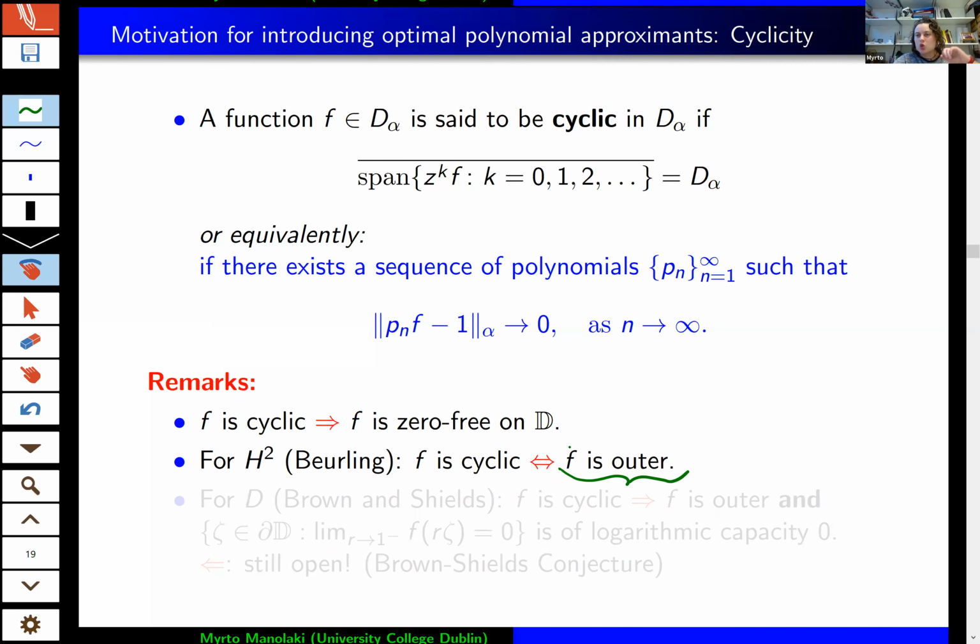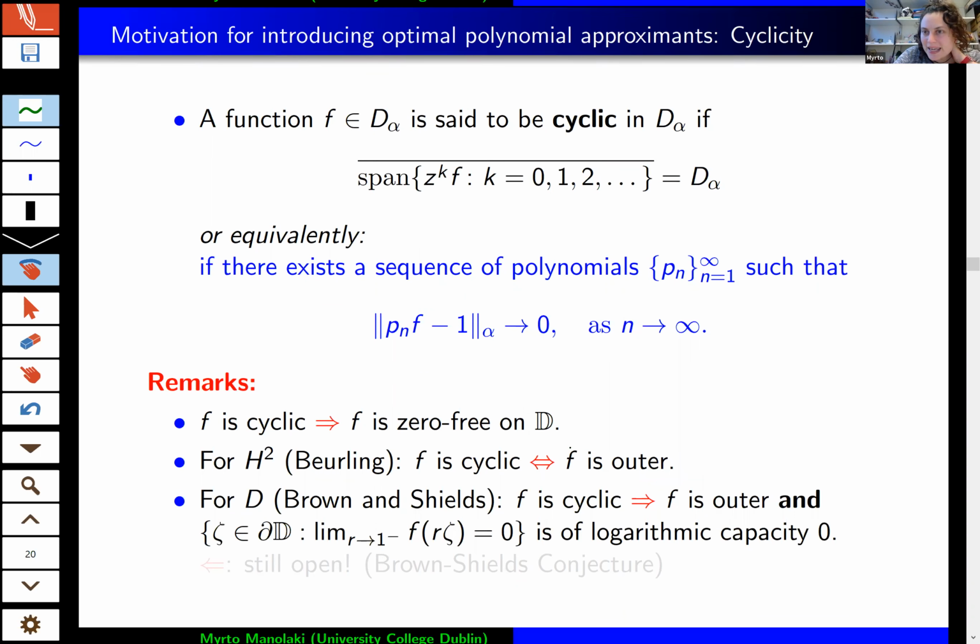Okay. So outer functions are functions in the Hardy space that have the property that they satisfy a certain mean value property on the unit circle about the logarithm. Anyway, we will use it, but I don't want to introduce definitions now. Just keep in mind that cyclicity is resolved in the Hardy case. In the Bergman case it's more complicated, but the most interesting thing is what happens in the Dirichlet space.